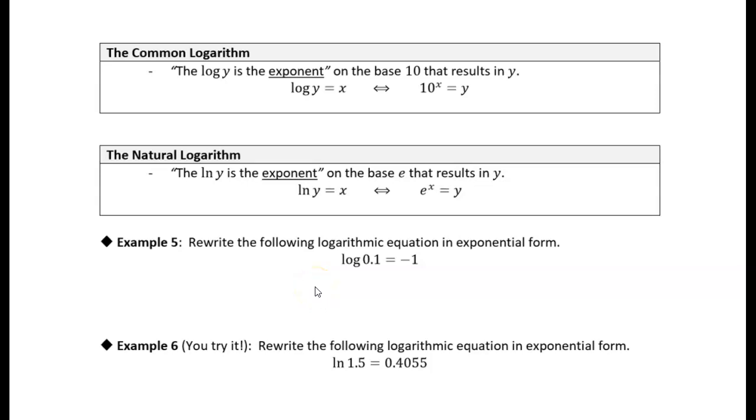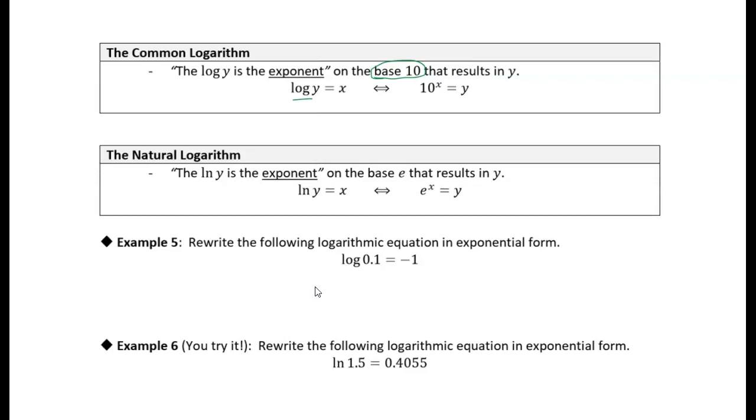All right, so there are two specific types of logarithms that you will encounter, and the only difference between the two is the base. These types of logarithms have a specific base. The common logarithm is just log without a base shown, and it has a base of 10. So if you see log without a base specified, you have to assume that the base is 10.